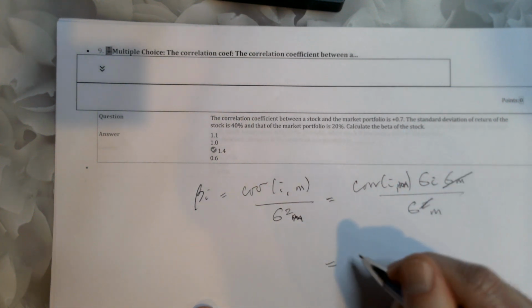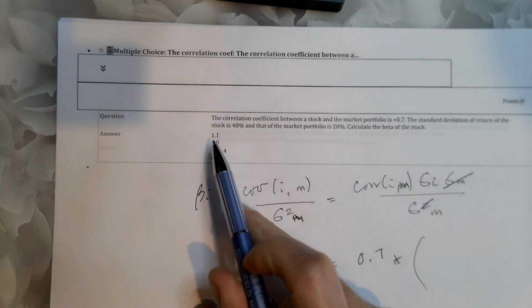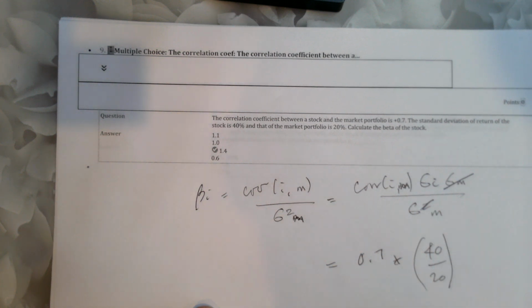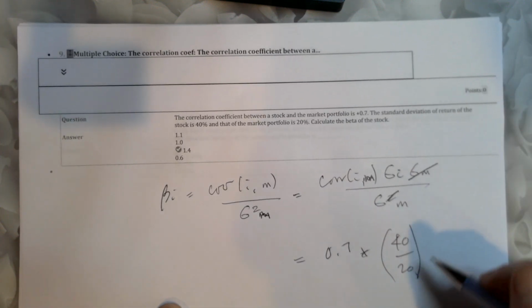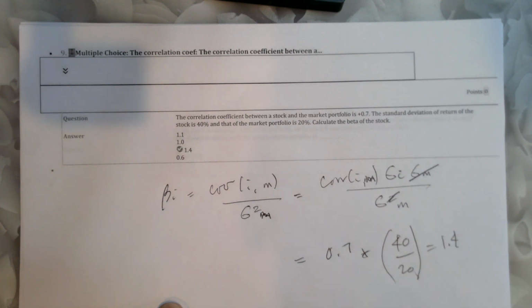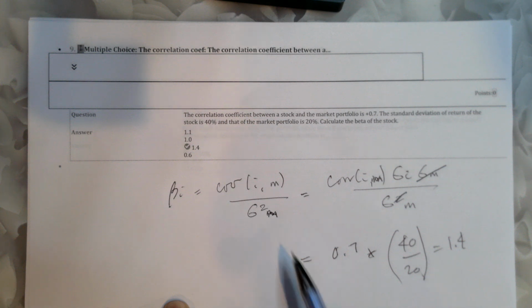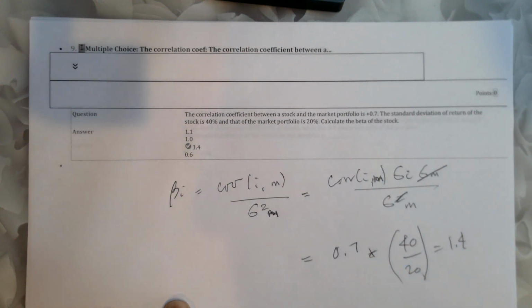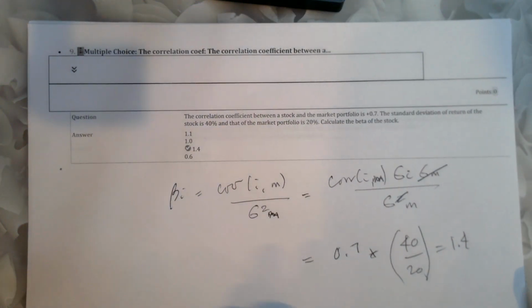And that correlation we're given is 0.7 multiplied by standard deviation of the stock is 40, of the market is 20. And you can actually do this math in your head. 40 divided by 20 is 2. And 2 times 0.7 is 1.4. And that's the correct answer. So if I were you, what I would do is have both of these formulas, this and this, on your note sheet so you won't have to do any algebra in the middle of the exam.